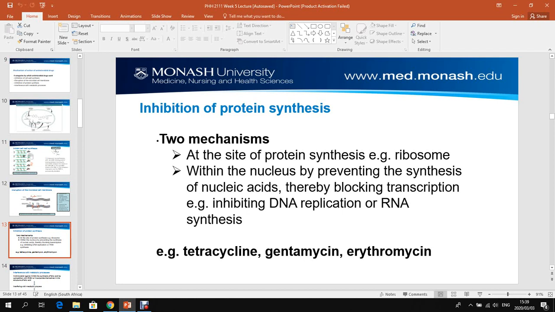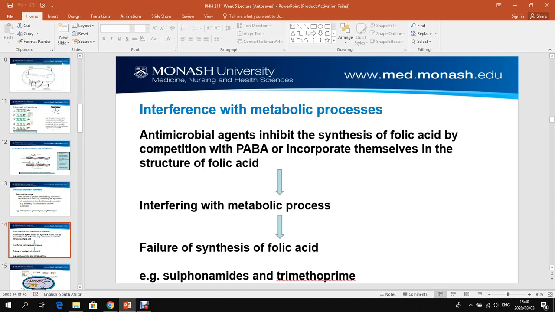And the second mechanism is when basically these drugs enter the nucleus and prevent the synthesis of nucleic acids. And when nucleic acids are prevented, they block the transcription, which is the multiplication of DNA, and the RNA synthesis. Okay, so for such kind of drugs, we have three examples. For example, tetracycline, gentamicin, and erythromycin operate by inhibiting protein synthesis.